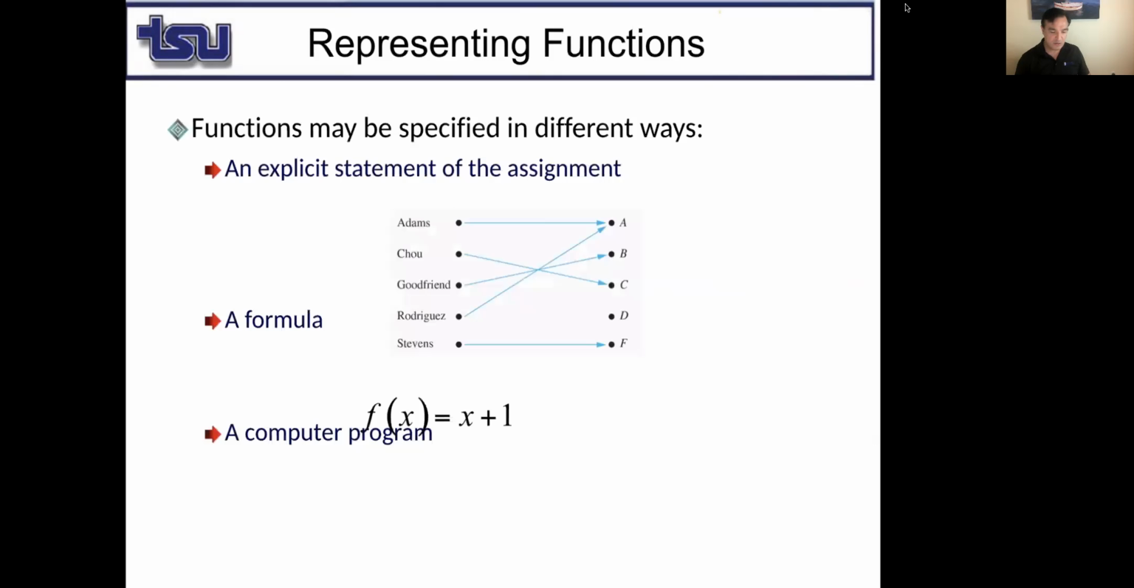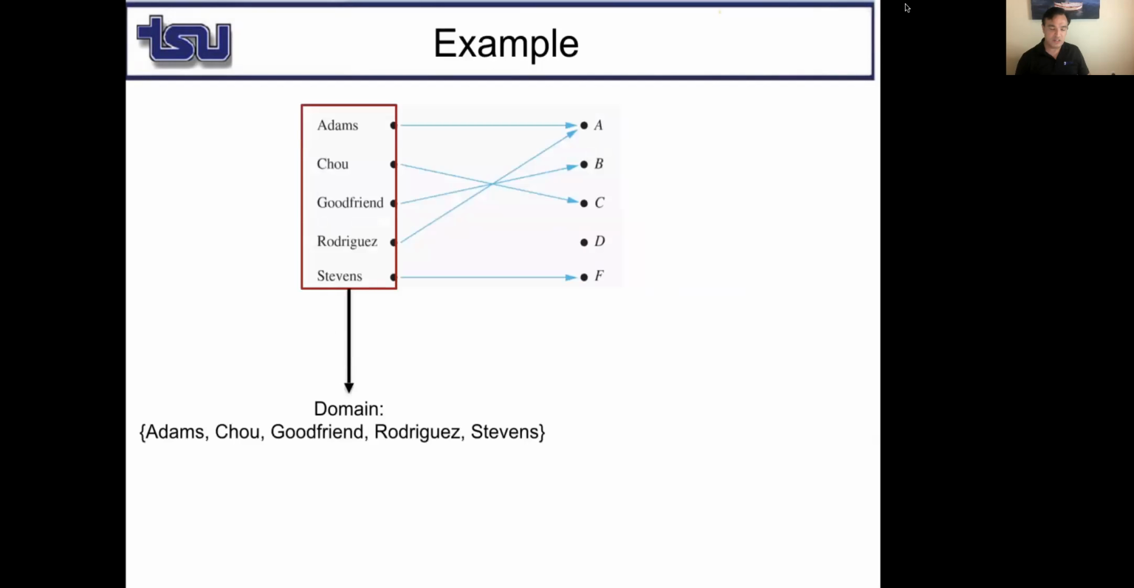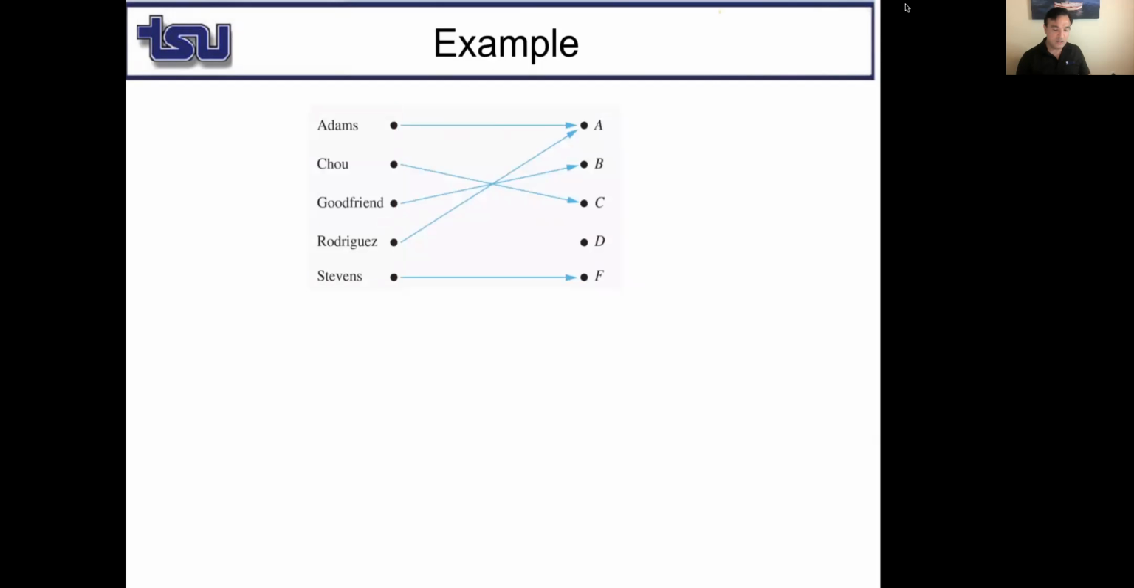Here is an example. But before that, how do we represent functions? Let's talk about it first. Either you can have an explicit statement just like this, or assignment, or you can have a formula like this, or a computer program, and we are going to see examples of that. Here is the first example. In this one, this is a representation of a function. So my question is, what is the domain? What is the codomain? What's the range? And so on.